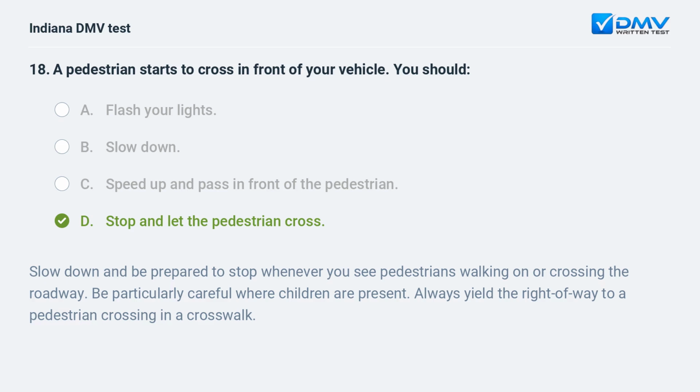Slow down and be prepared to stop whenever you see pedestrians walking on or crossing the roadway. Be particularly careful where children are present. Always yield the right of way to a pedestrian crossing in a crosswalk.